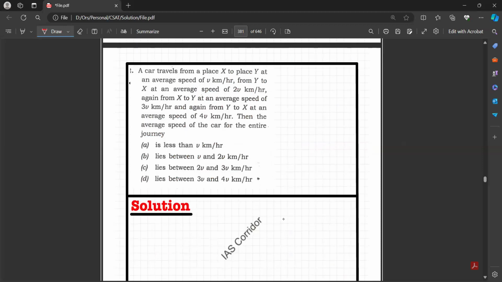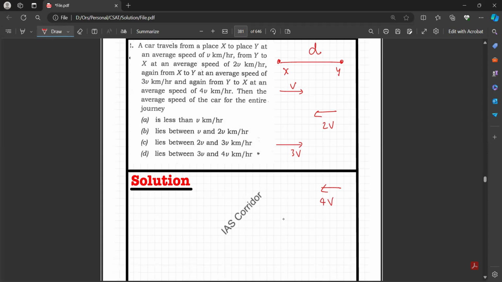Nice question. A car travels from a place X to Y. Car travels from X to Y. S equals to VT का logic. At an average speed of V किलोमीटर per hour. Distance अगर मान लो D है, goes at V किलोमीटर per hour, returns at 2V kilometer per hour, again goes at 3V kilometer per hour, returns at 4V kilometer per hour. Then the average speed of the entire journey will be what? First of all, total distance traveled.